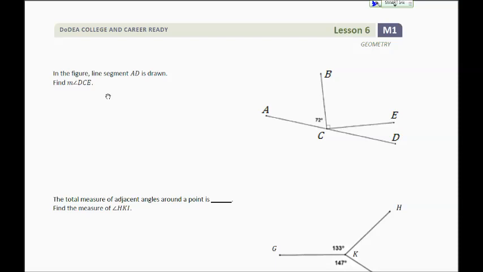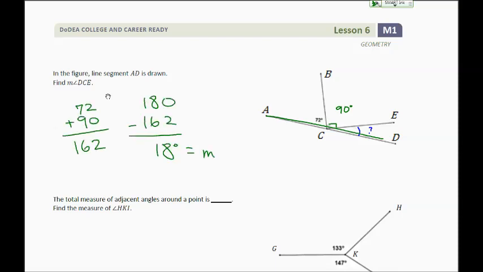Now, I want you to use those ideas and find angle DCE, this angle, in this figure. Ready, set, go. Now, this angle has a box, which means this is 90 degrees. And this makes a straight line, and so these three angles add up to be 180 degrees. So you simply add 72 and 90 and subtract that from 180. And the measure of angle DCE is 18 degrees.